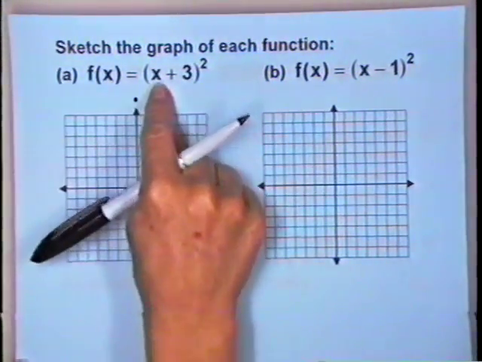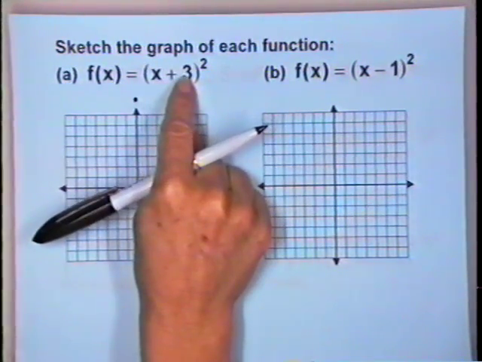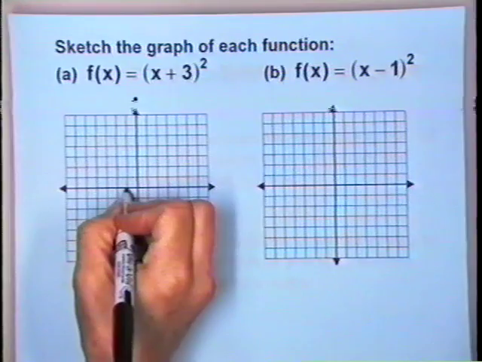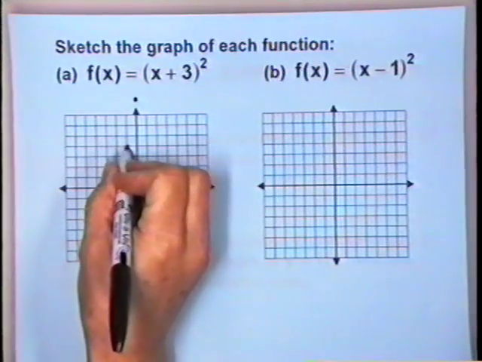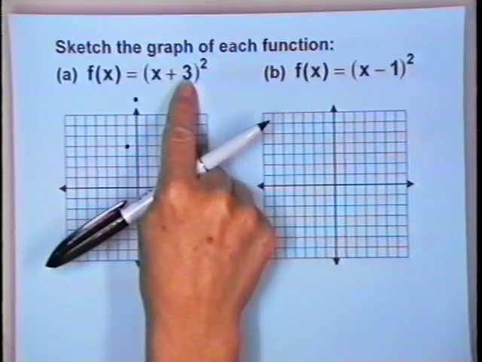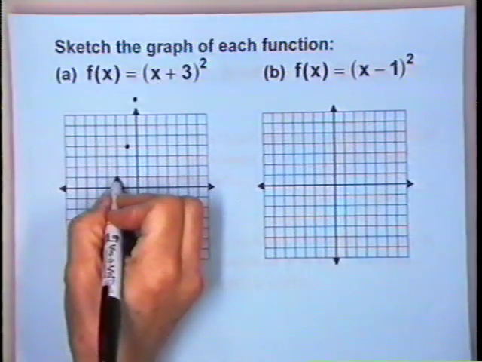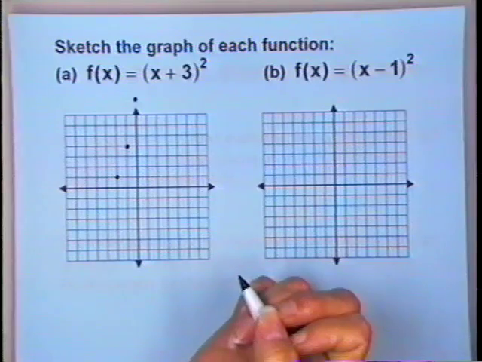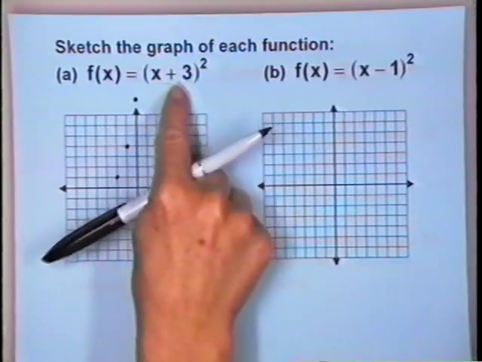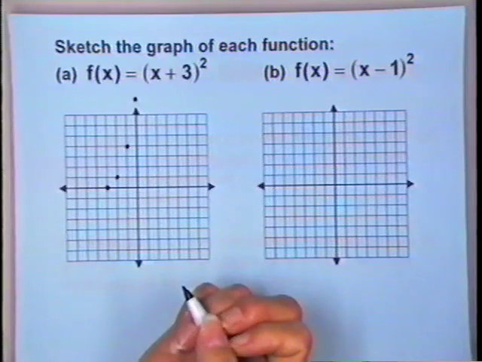Let me choose a negative value, and let's see what happens. If x is negative 1, negative 1 plus 3 is 2. When I square 2, I get 4. So whenever x is negative 1, I'm getting 4. Notice when x is negative 2, negative 2 plus 3 is 1. What do you get when you square 1? You get 1, don't you? So x equals negative 2 gives us a y value of 1. Do you see what's going to occur whenever x is negative 3? Negative 3 plus 3 would be 0. If I square 0, I have 0. So negative 3 gives me 0.